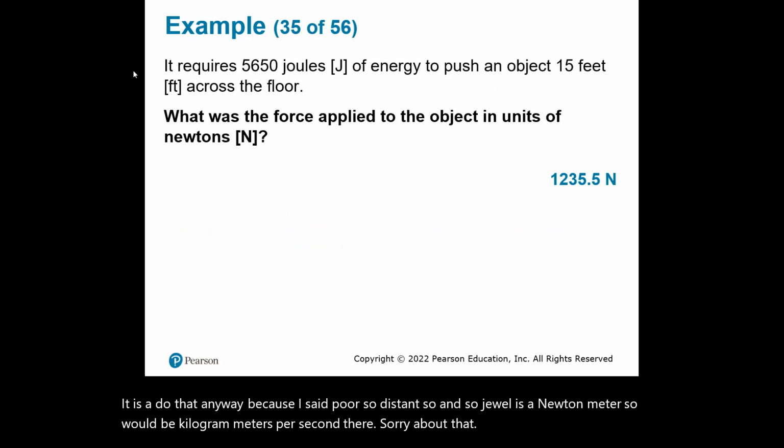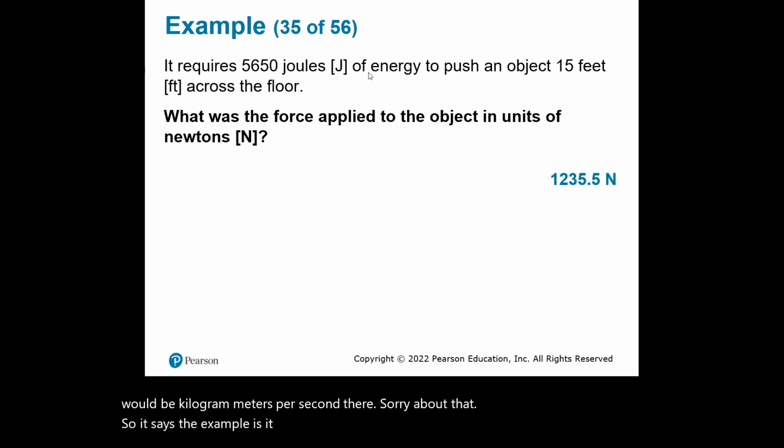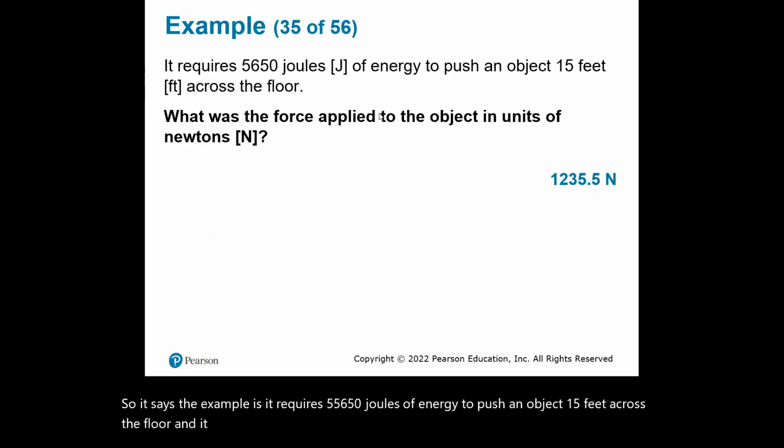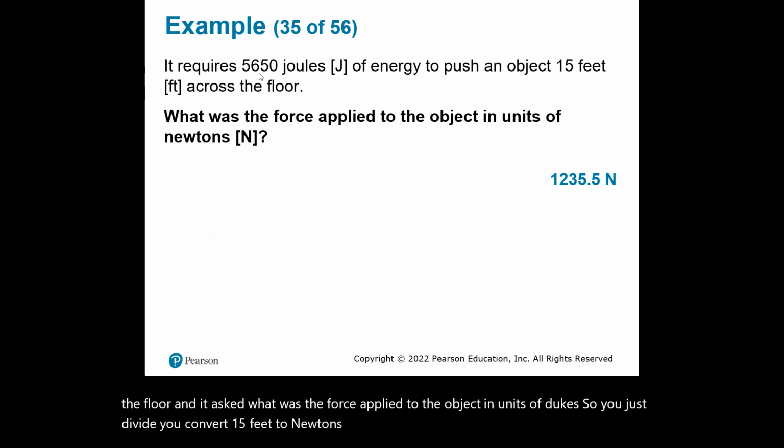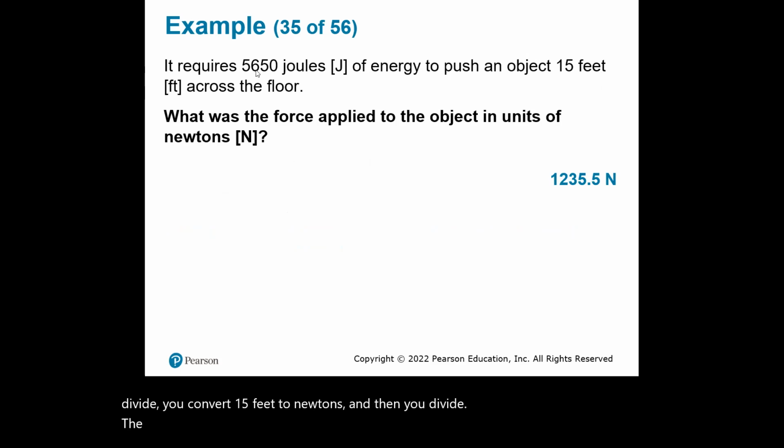The example says it requires 5650 joules of energy to push an object 15 feet across the floor, and it asks, what was the force applied to the object in units of newtons? You convert 15 feet to meters, then divide the work, the energy applied to the object, by the distance it was displaced, and you get 1235.5 newtons.